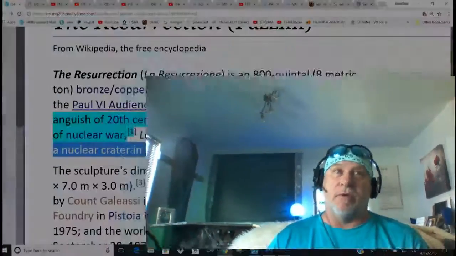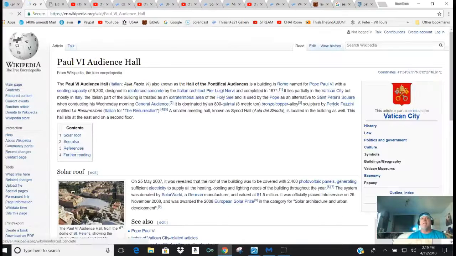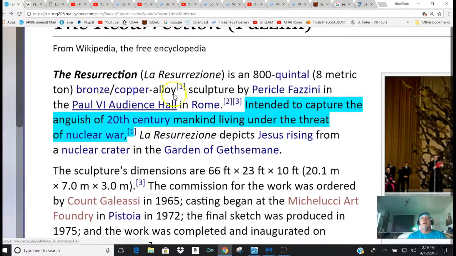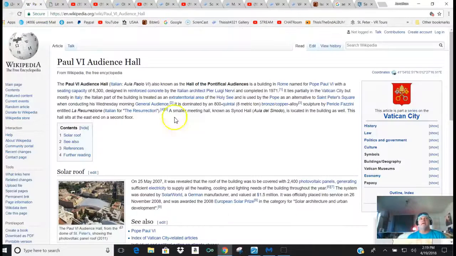Okay, so remember this sculpture that's a giant reptile coming out of the pit with wings. It's called the resurrection, huh? And let's look at what it's made out of. It's made out of a bronze copper alloy, okay? And I think that's going to be very important in just a moment. So watch this. Let me show you what that has to do with it.